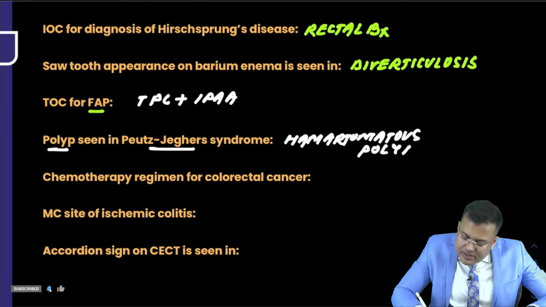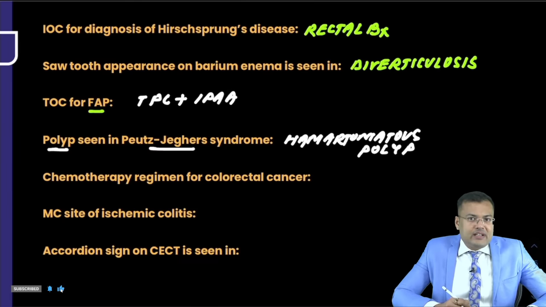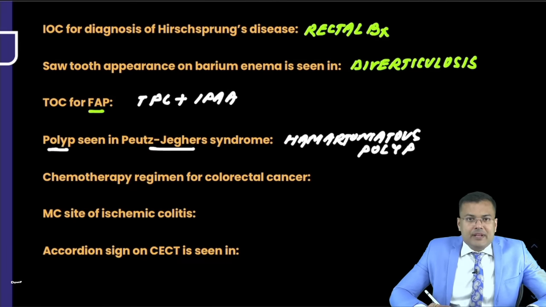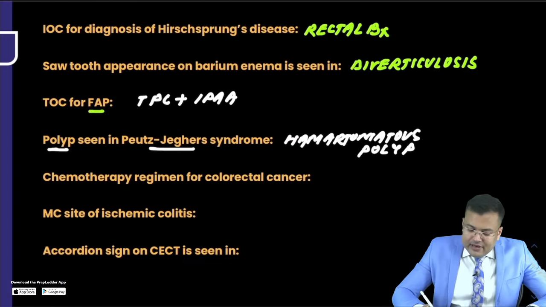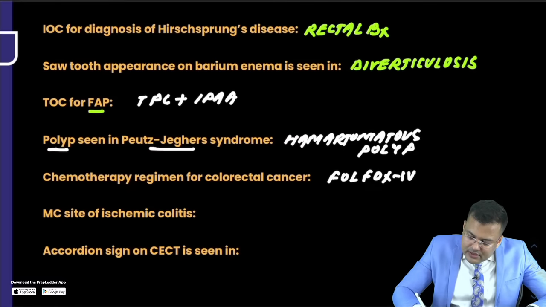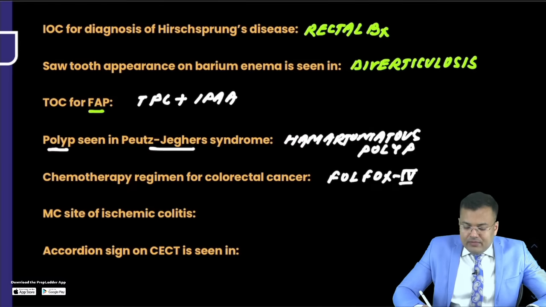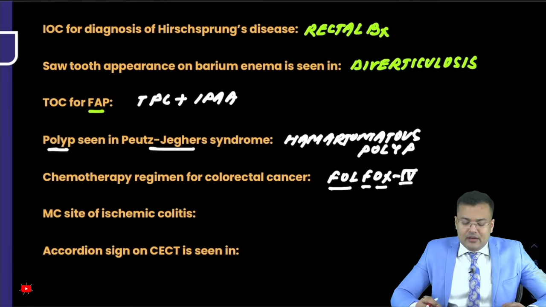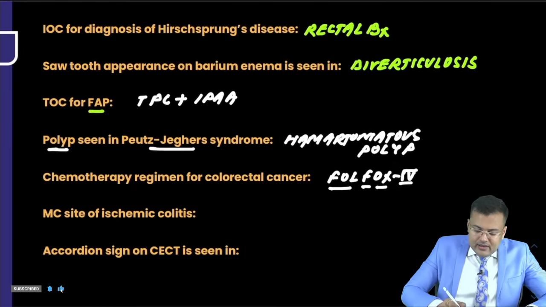Now tell me, what is the chemotherapy regimen for colorectal cancer? Yes, very good. It is FOLFOX4. FOL means folinic acid or leucovorin. F means 5-fluorouracil. Ox means oxaliplatin. Next, tell me, most common site of ischemic colitis.